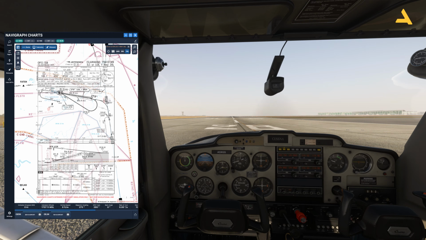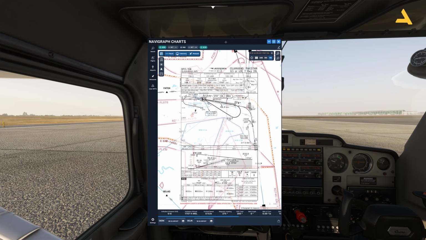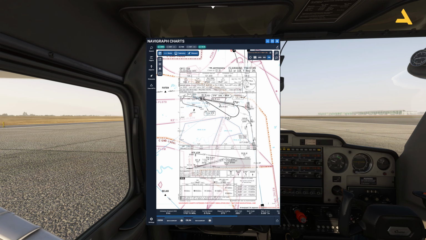These are only for the simulation purpose, not to be used in real life. As you can see, the disclaimer is coming at the bottom. Now this is known as an approach plate, and this is the runway. Let me just bring it into the middle so that you can really understand.